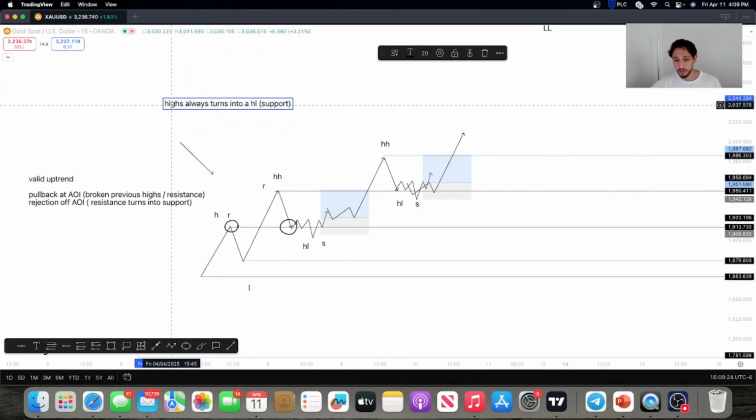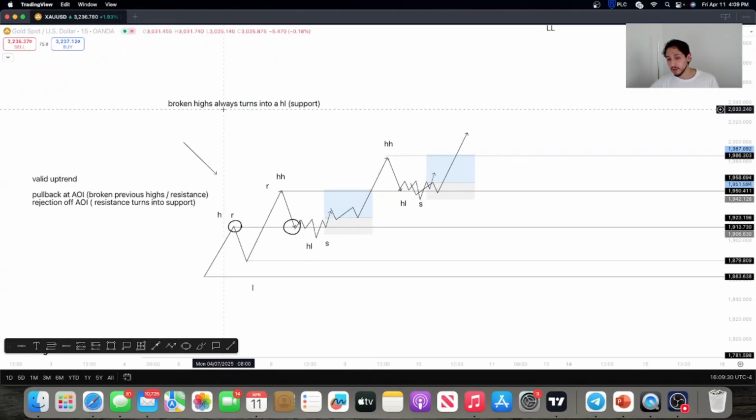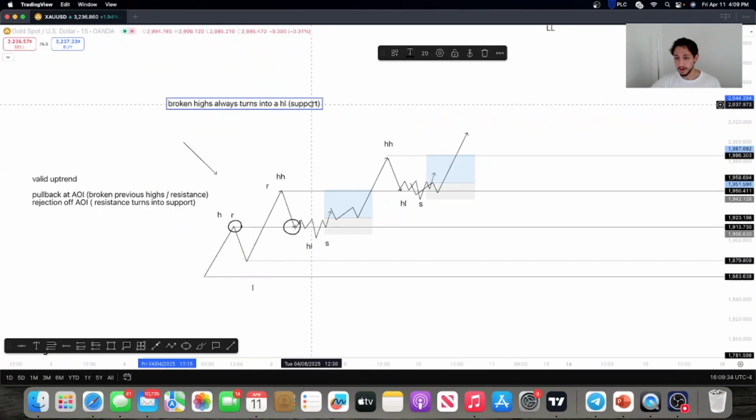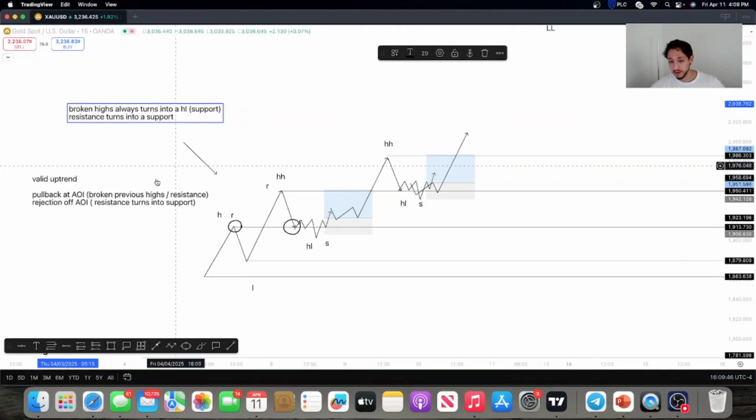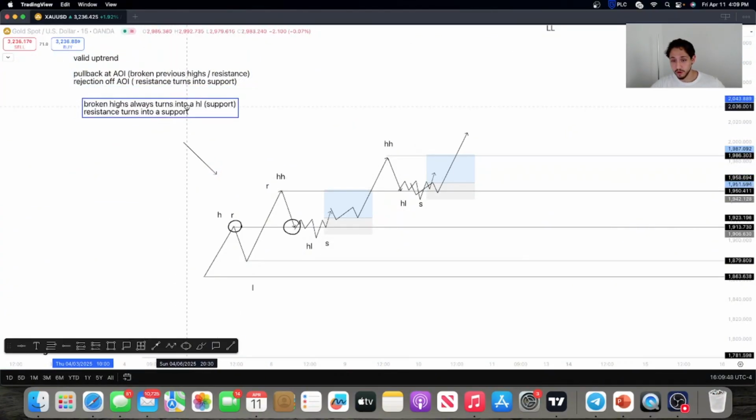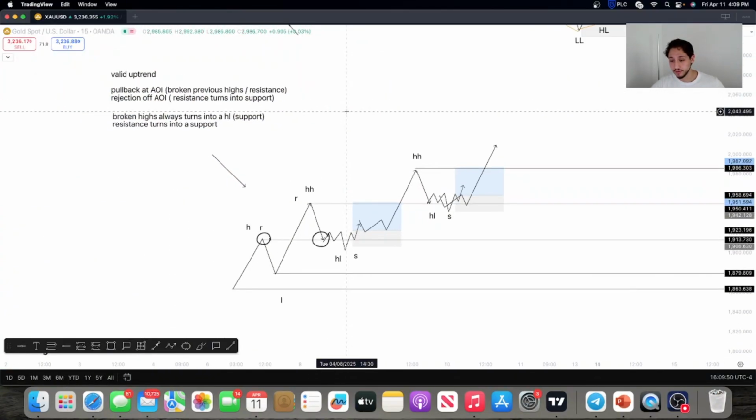Broken, let me just do this correctly. Broken highs. Let's just add that. Broken highs always turn into a higher low support, right? Another way to confirm it, resistance turns into support. Boom. This is how you guys can control or pretty much understand a valid uptrend. So these are the key levels that you guys need to understand.